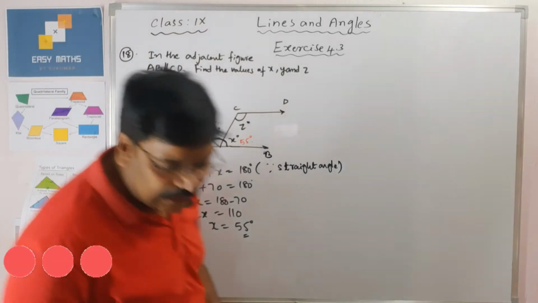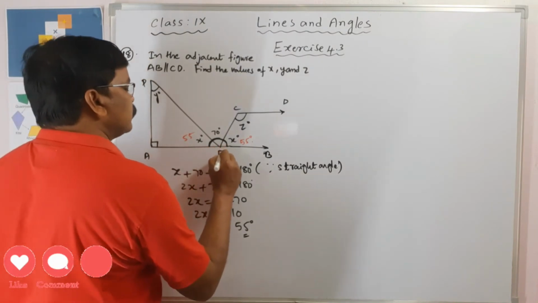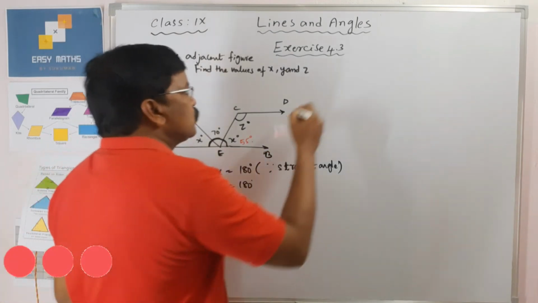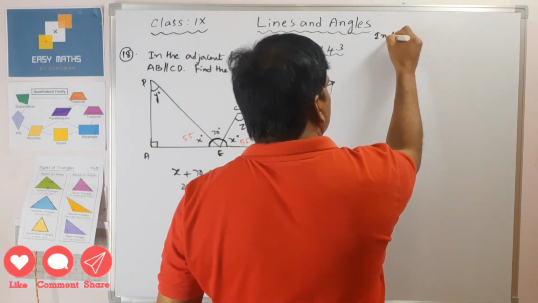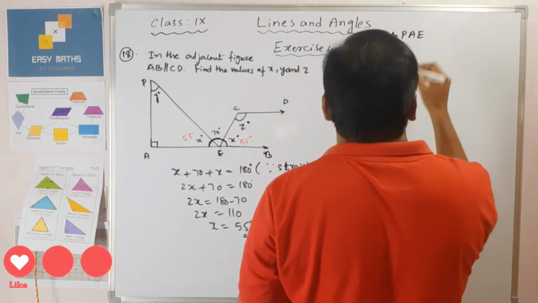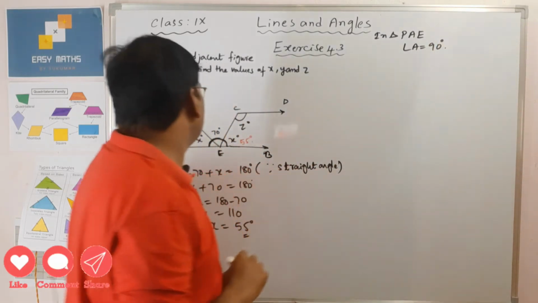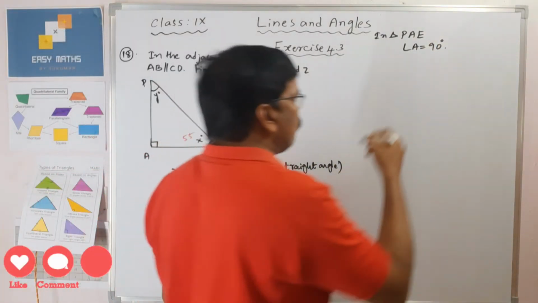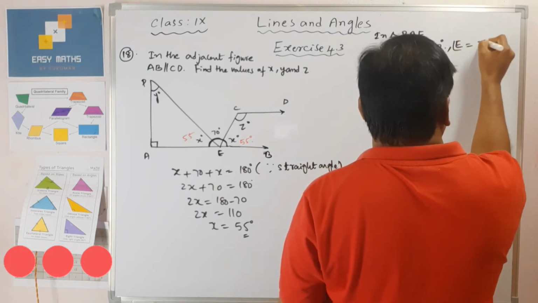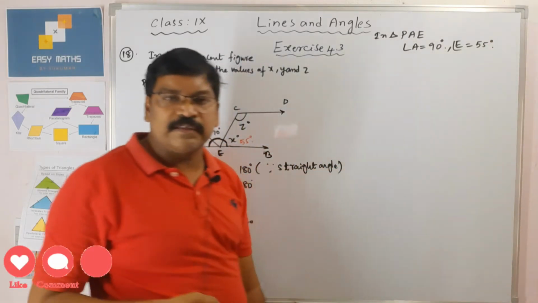Now in the triangle, this is E. So this triangle PAE is a right angle triangle. So my dear students, in triangle PAE, here this angle A is equal to 90 degrees. It is given in the statement. And this angle E is 55 degrees. So we should find the value of y, that is P.